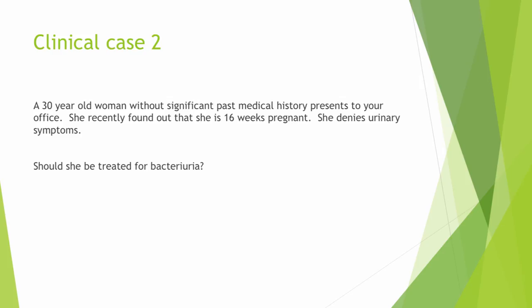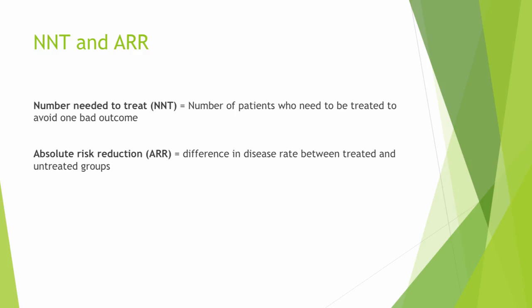Let's go back to our case and answer our second question. Should she be treated for bacteriuria? And to do this, we're going to look at two final statistics, and these are the last ones I promise. Number needed to treat, which is the number of patients who need to be treated to avoid one bad outcome, and absolute risk reduction, which is the difference in disease rate between treated and untreated groups.